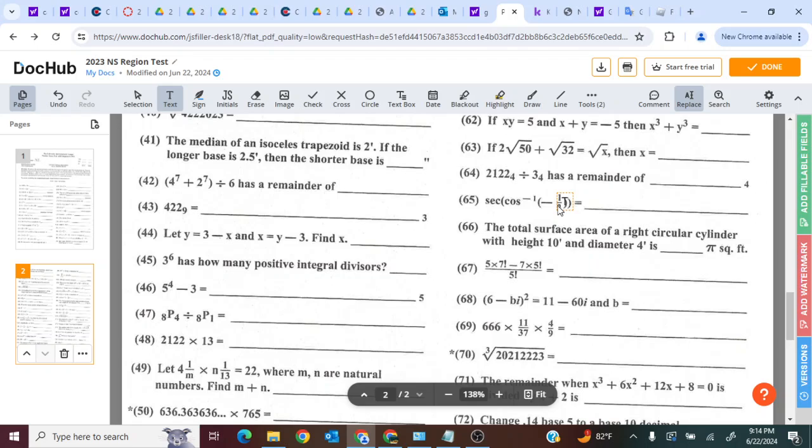Total surface area of a right circular cylinder with a height 10 and diameter 4 is what? Surface area of a cylinder is r squared times pi times 2 plus your circumference times your height. So 2 squared times 2 is 8, and then you have 4 times 10 is 40, so 48, and everything's multiplied by pi.